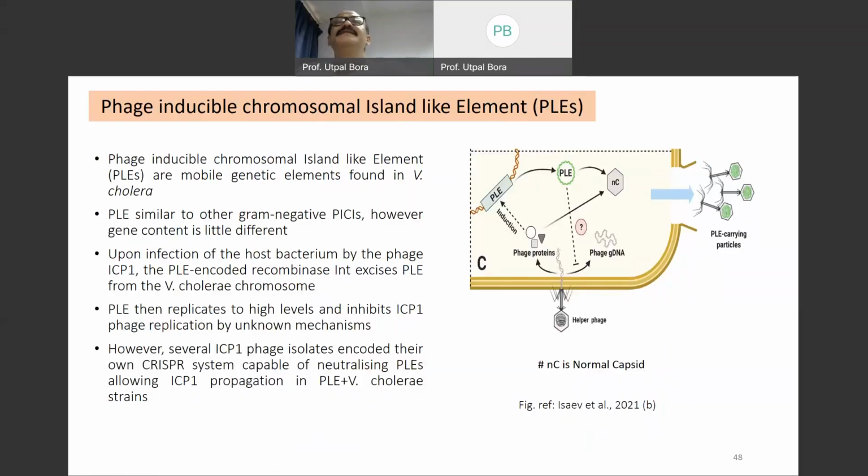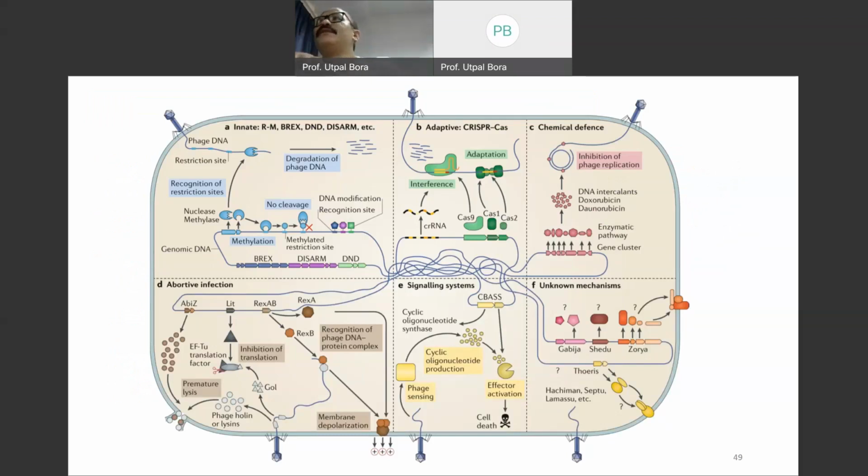So with this, we have covered almost all the various known bacterial defense systems against bacteriophage till now. You can see in this figure, as a revision, the various systems you learned. We learned about the innate immunity system, where you have restriction modification, BREX, DND, and DISARM, etc. DISARM has been recently discovered. Then you have the adaptive immunity, or the CRISPR-Cas system.